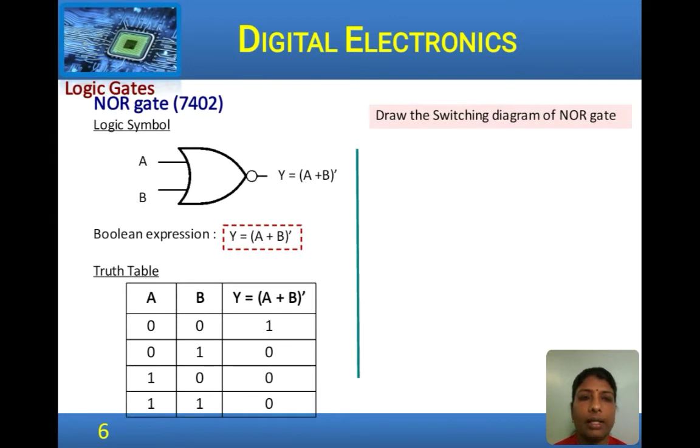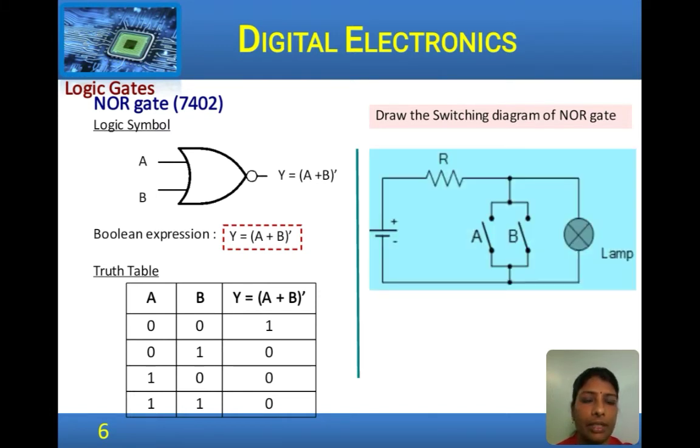Next is a NOR gate given by IC 7402. This is the complement of an OR gate. So NOR gate is OR plus NOT gate, and the expression is A plus B the whole dash, and the truth table, as you can see, is the complement of what we got for an OR gate. So output is 1 only when both A and B are 0. For other combinations, it is 0. Pause the video, draw the switching diagram for a NOR gate, check your answers.